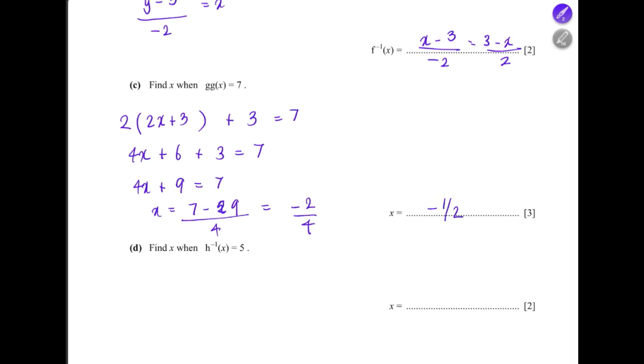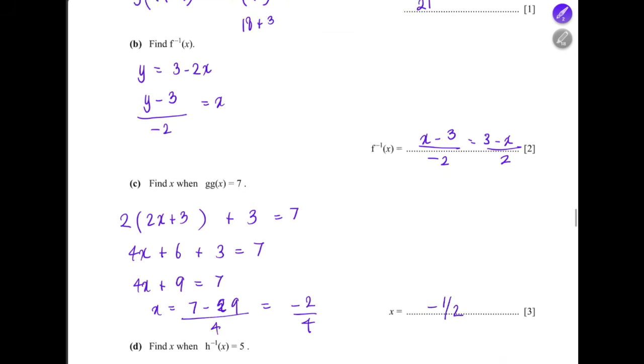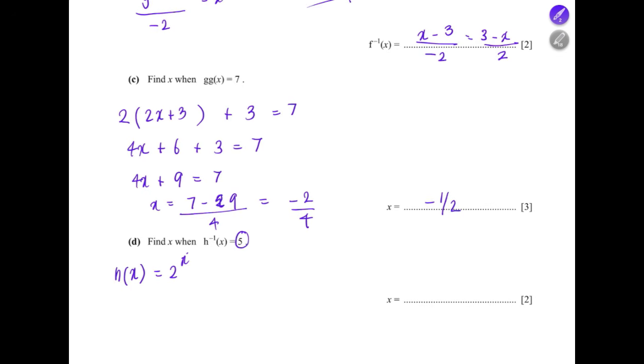Find x when h inverse of x equals 5. So h of x equals 2 power x. Now they told us that h inverse equals 5. So we can write this as h of 5 equals 2 power 5, which equals 32.